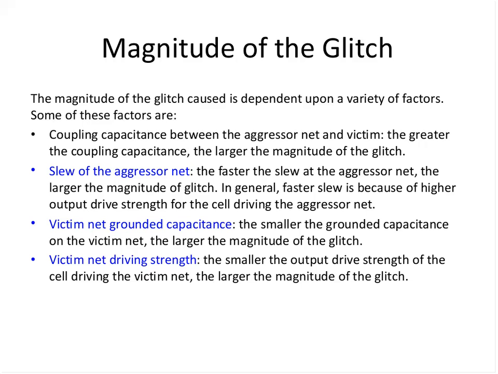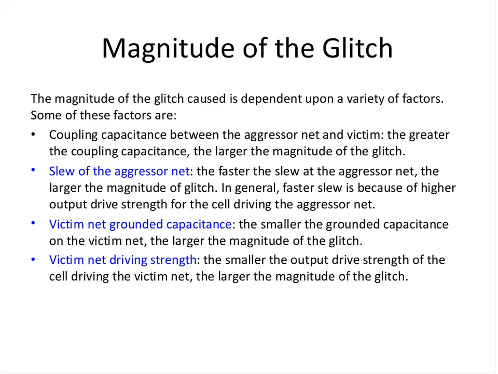Then the victim net drive strength. Again, we are talking about the ratio of the aggressor drive strength to the victim net drive strength. Usually, noise problems occur in cases where the victim net is a weak driver like X1 or X2 and the aggressor is a strong driver like X8 or X15.